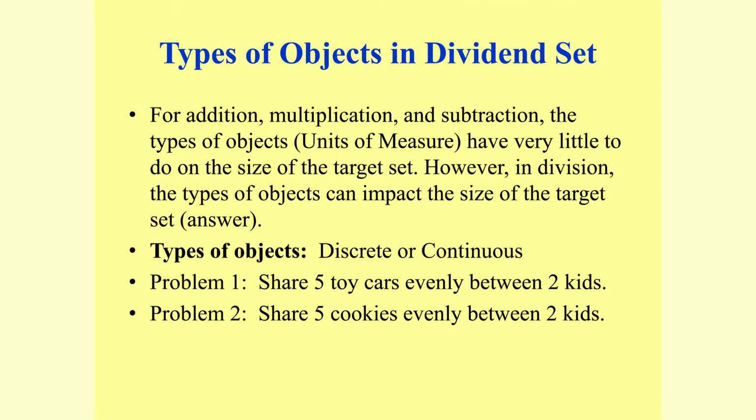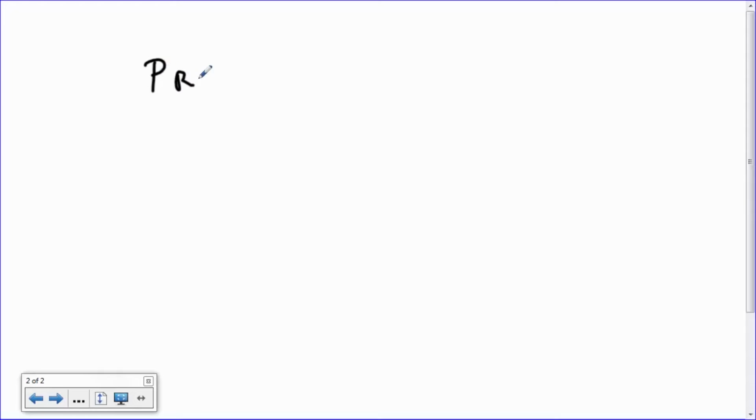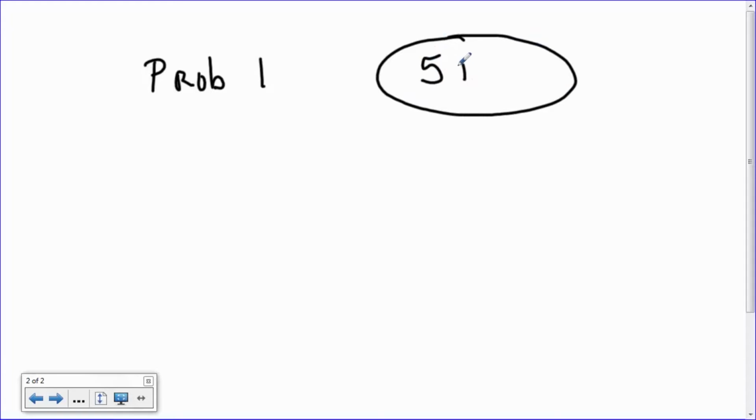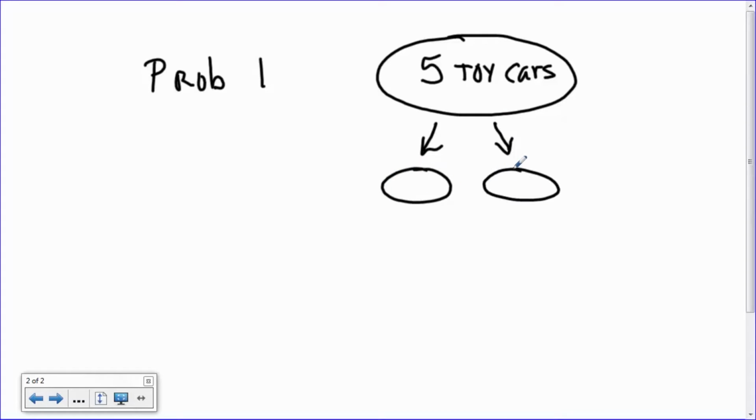The first problem, problem 1, you recall I had 5 toy cars. That's my dividend set, and 5 toy cars is the size of the dividend set. And what I want to do is, as best I can, share those 5 toy cars evenly among 2 kids. So here's the first kid, and here's the second kid. And if they're out on the playground, here's how they begin to share them. I might pause and say this.